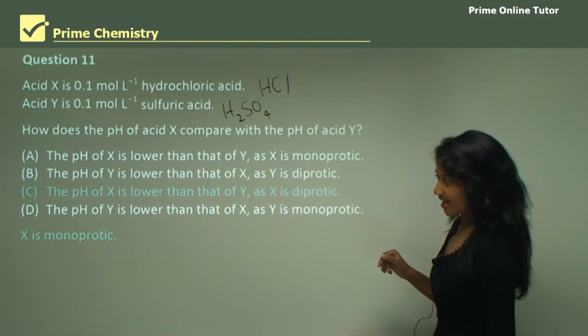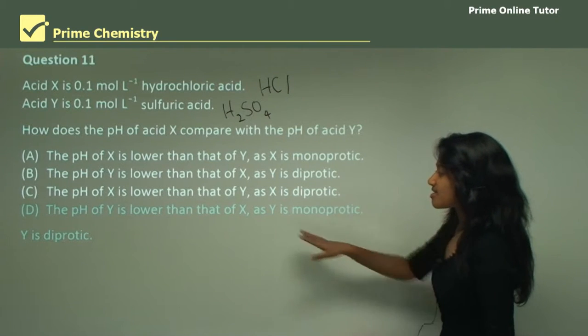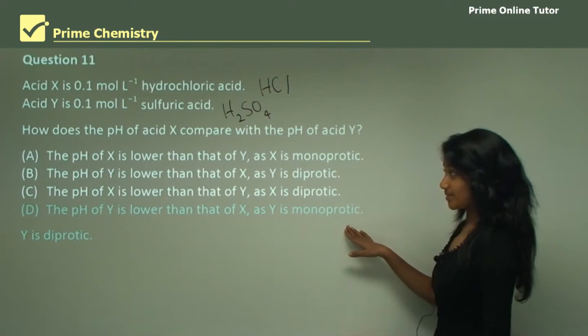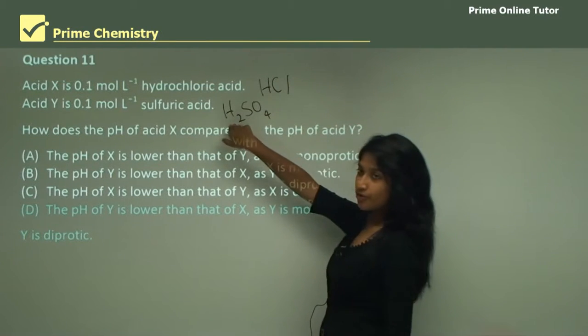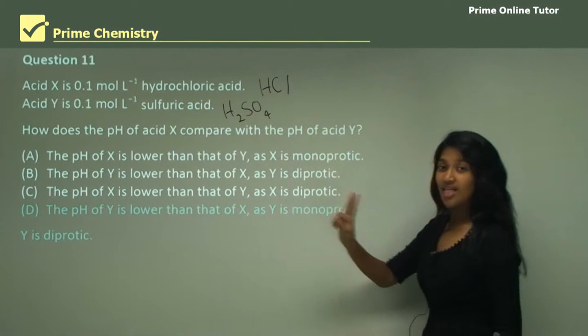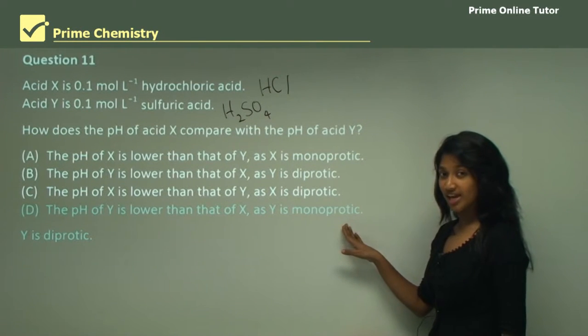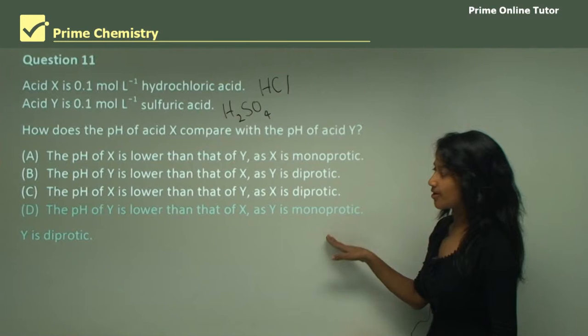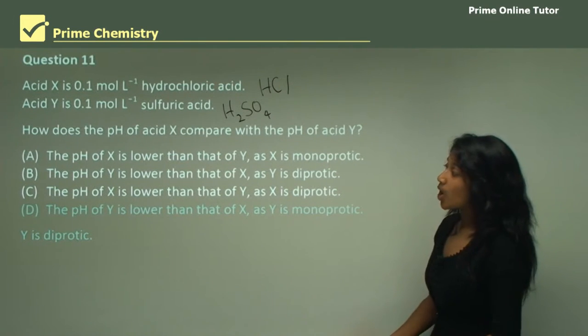Moving to option D now, the pH of Y is lower than that of X, as Y is monoprotic. Now is Y monoprotic? No, because Y is H2SO4. There are two hydrogens that sulfuric acid can donate, making it a diprotic acid, not a monoprotic acid. So this is incorrect. So D is incorrect.